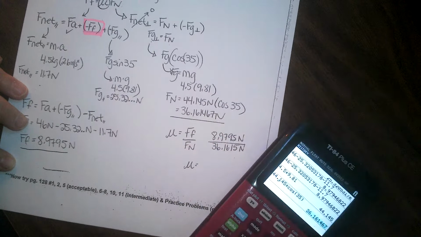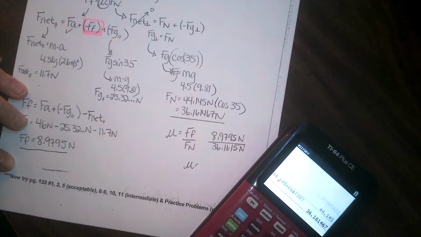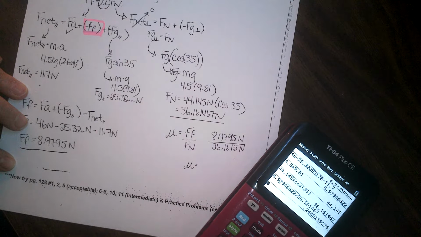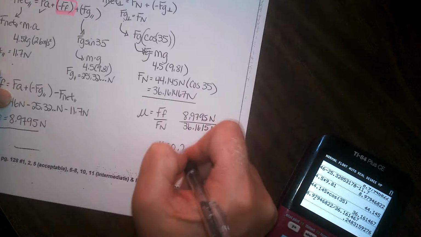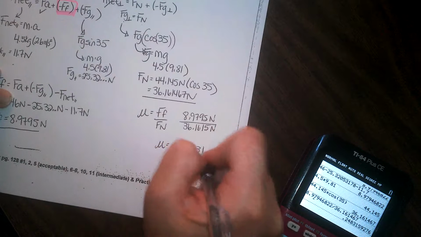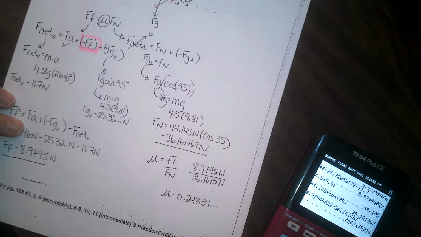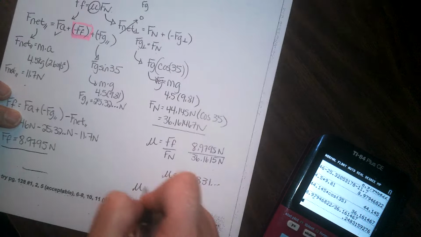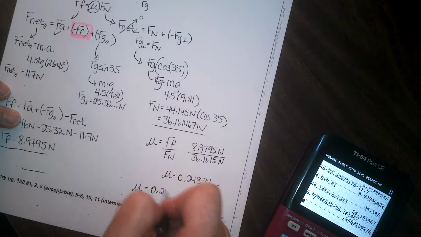And I get 0.24831. Somebody else get that? But we've got to go back to sig digs. What would our sig digs be? 2. So mu is equal to 0.25.